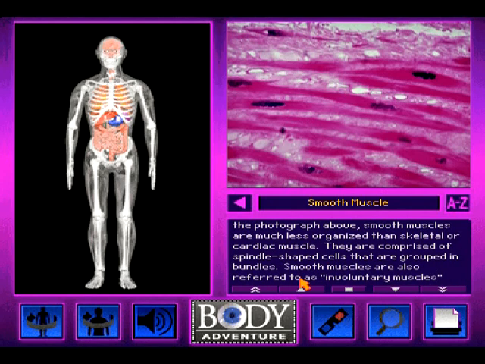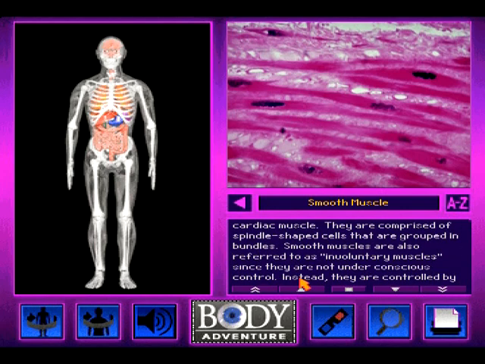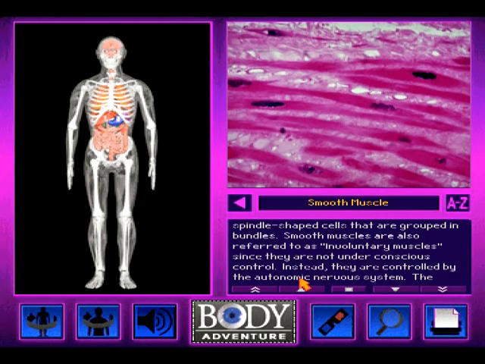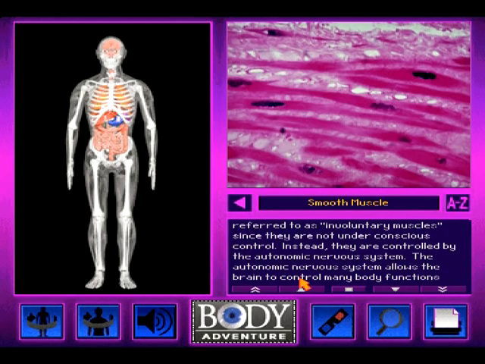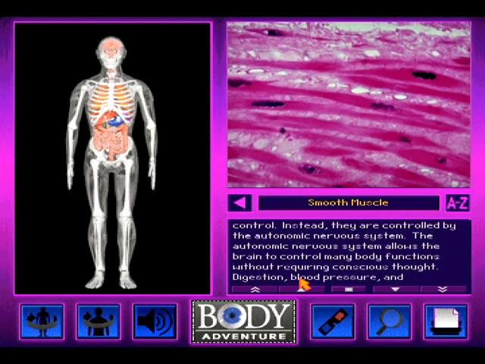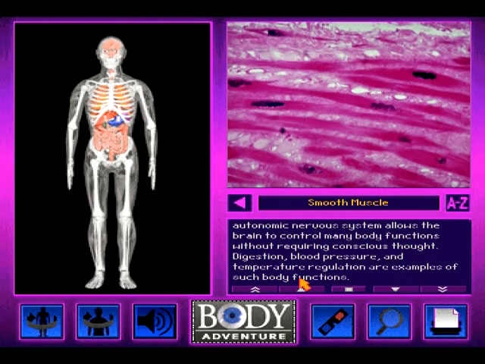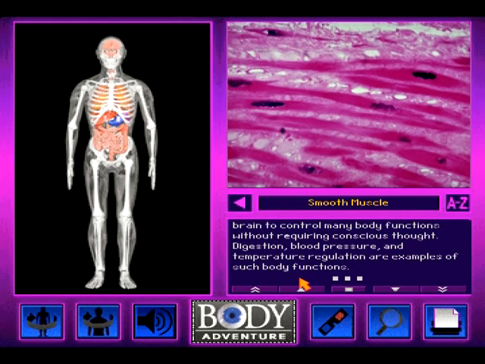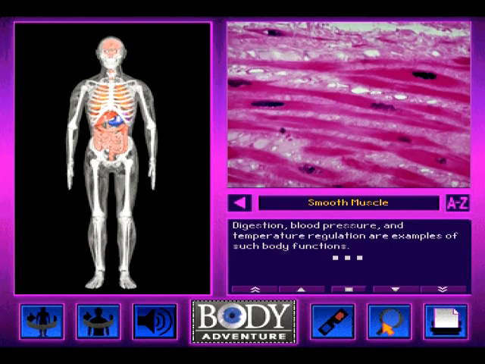They are comprised of spindle-shaped cells that are grouped in bundles. Smooth muscles are also referred to as involuntary muscles, since they are not under conscious control. Instead, they are controlled by the autonomic nervous system. The autonomic nervous system allows the brain to control many body functions without requiring conscious thought. Digestion, blood pressure, and temperature regulation are examples of such body functions.